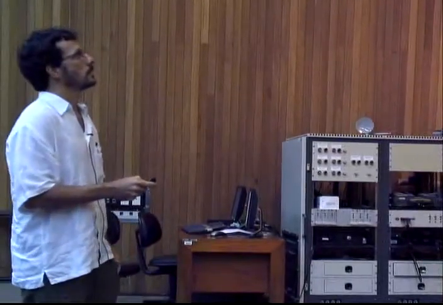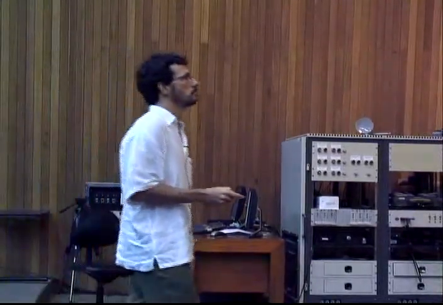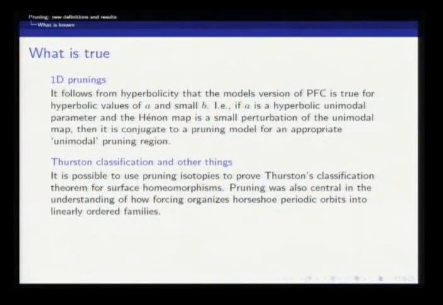So this is not anything to do with the Hénon family, but pruning was used in a different corner of this story of two-dimensional dynamics to prove a version. These pruning regions that I mentioned in the beginning, we construct isotopies, we construct them by hand, so to speak. And Thurston has this beautiful classification theorem for surface homeomorphisms up to isotopy.